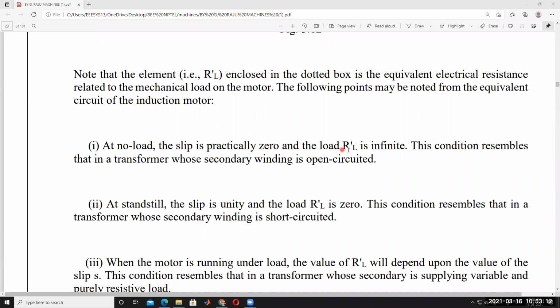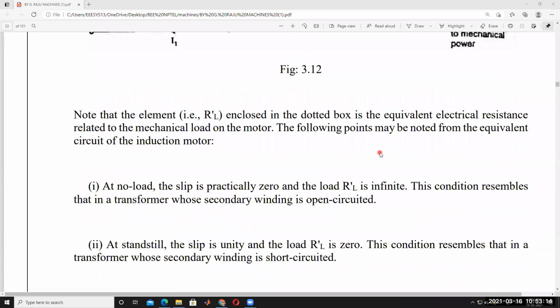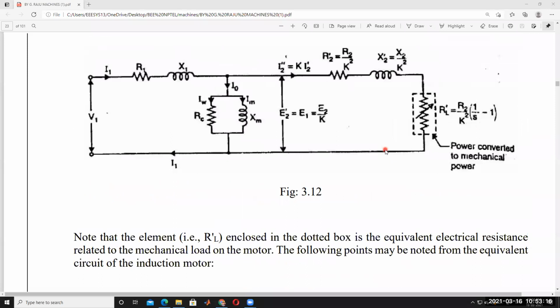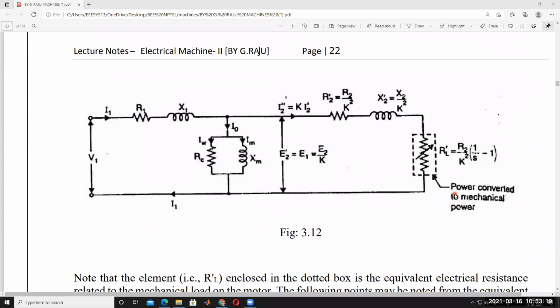And the load resistance RL is infinity. Substitute slip equal to 0 under no load condition. Slip is equal to 0 here. In that case, what is the load resistance? It is 1 by 0, am I right? That becomes infinity. Understand? The load resistance becomes infinity.